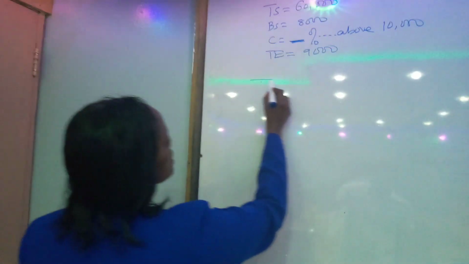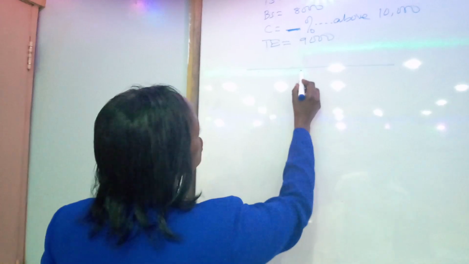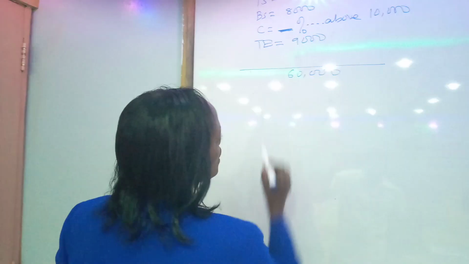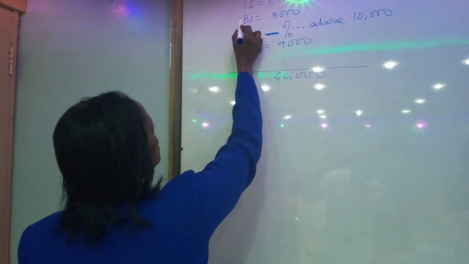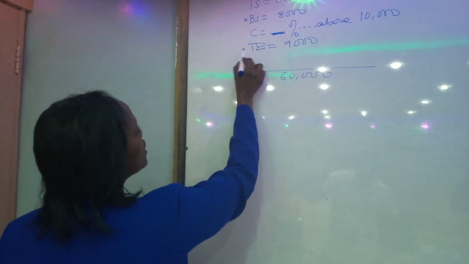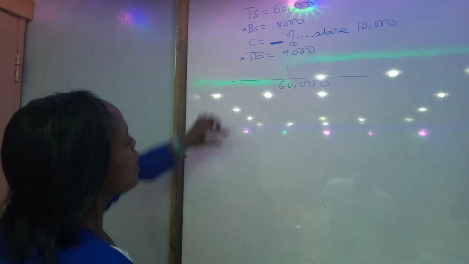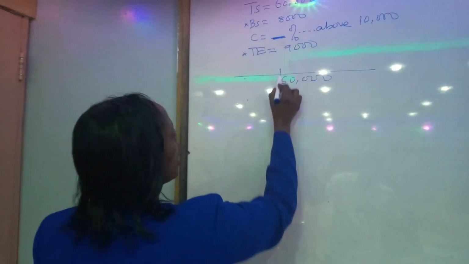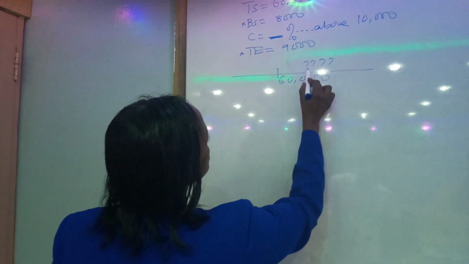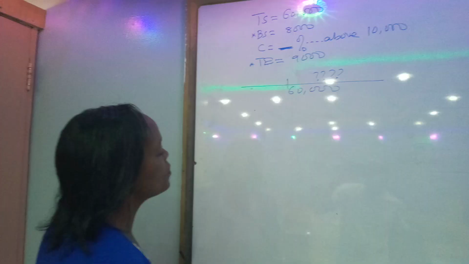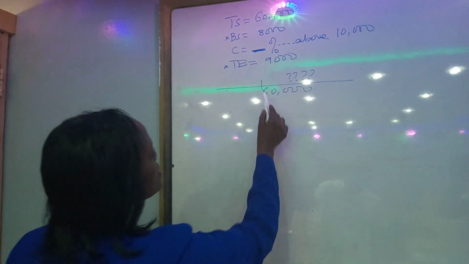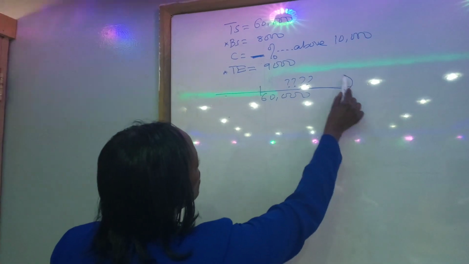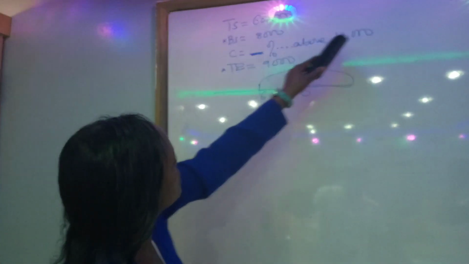As I said before, look at this total sales of 60,000. That is all the sales he made that month. And now we are given the basic salary and we are given the total earnings. So I want to know how much here did he get commission from? In other words, what is the commissionable amount? The amount of money which is above 10,000.